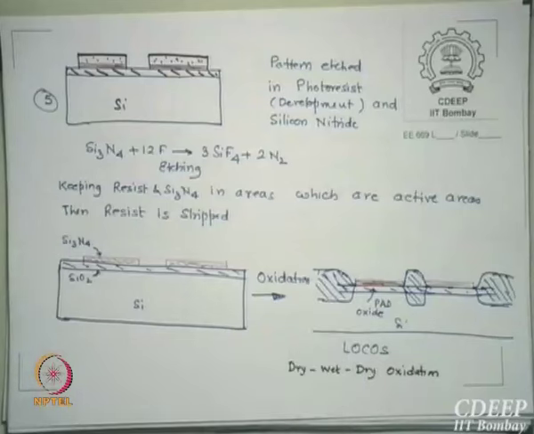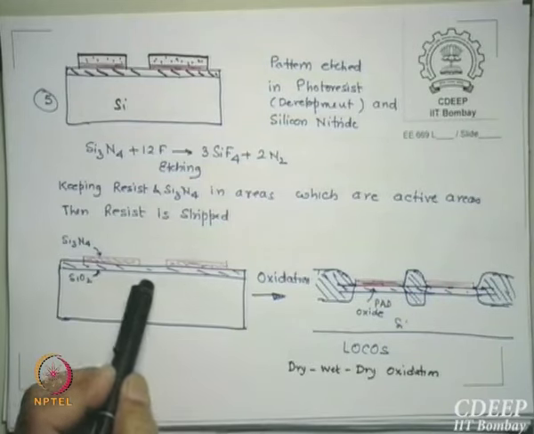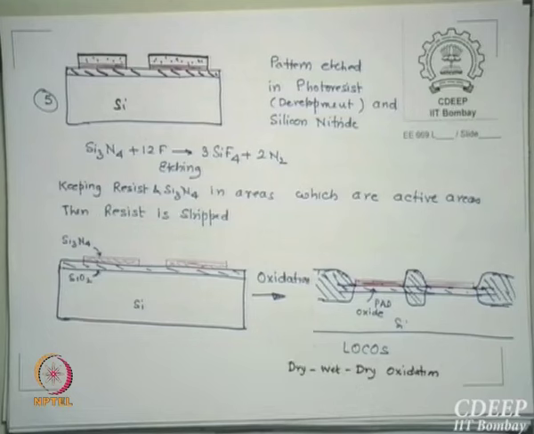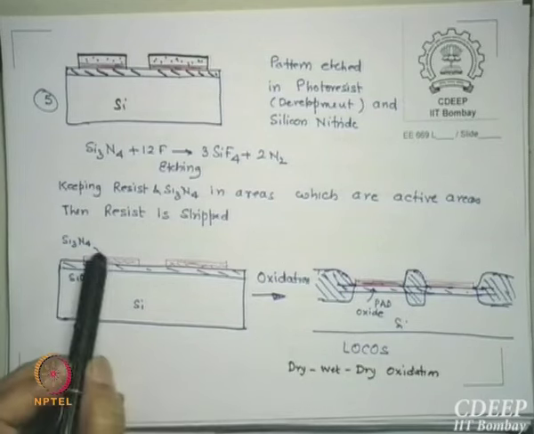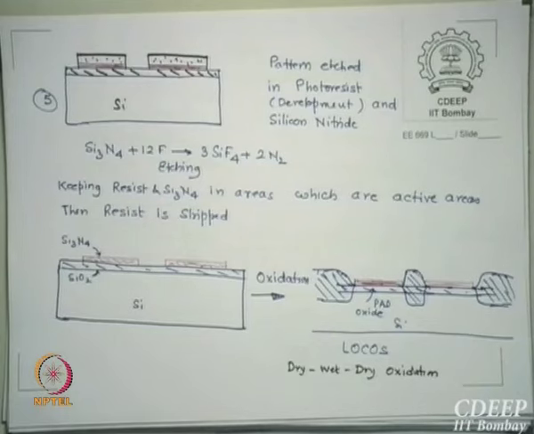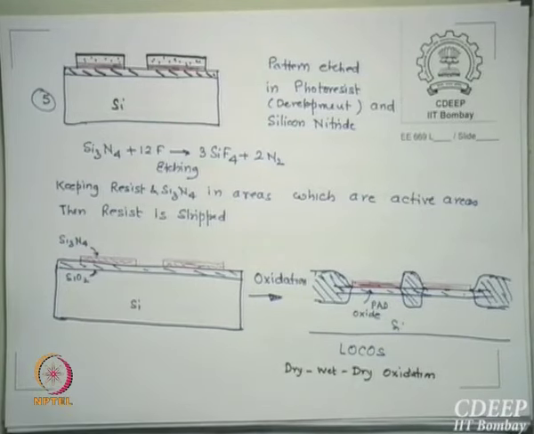Okay. As soon as I start doing oxidation, you can see in this figure, oxygen does not pass through nitride. Nitride is a mask for oxygen. So any oxidation cannot take place below nitride regions. Is that clear? Below nitride region, oxidation cannot happen. But oxide will allow oxygen to get in, oxide allows oxygen to grow, Deal-Grove model.